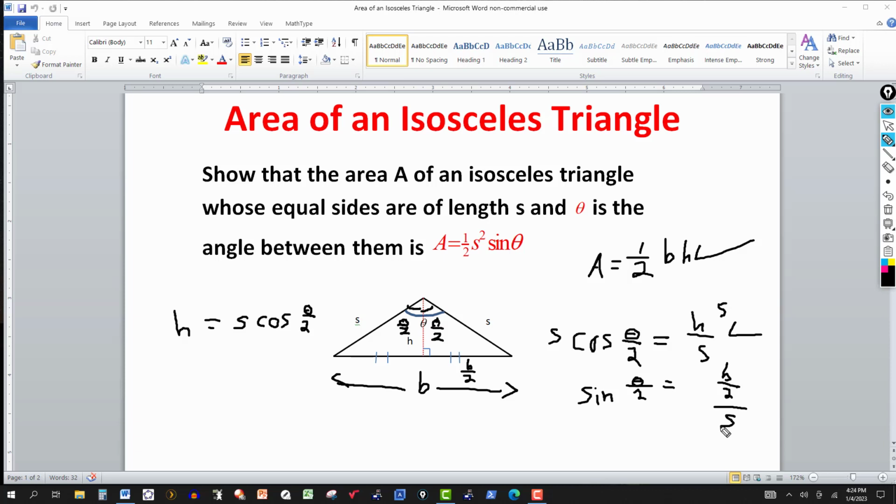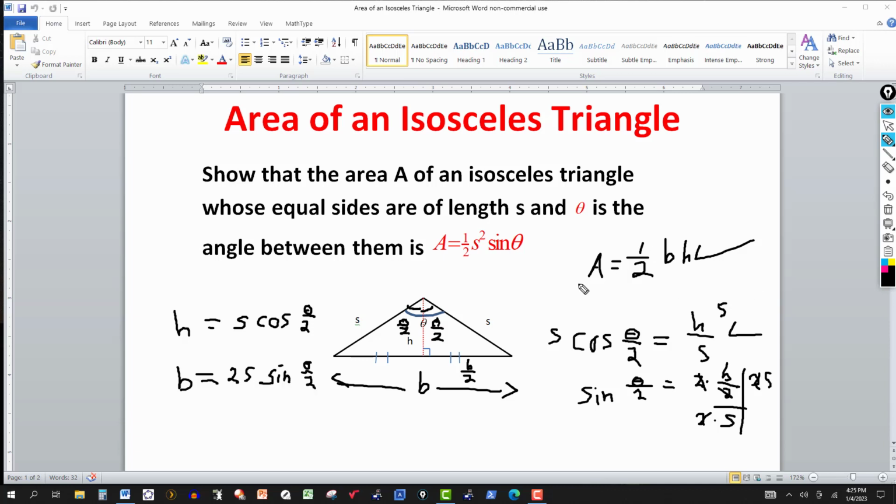Now for this one here, to simplify it first, I'm going to multiply the numerator by 2 and the denominator by 2, and these 2's are going to cancel. Then I'm going to multiply everything by 2s, this side and the other side. So the 2 and the 2 cancel, and the s and the s cancel. Here I'm trying to find b. So b is going to equal 2, and of course I multiply the other side also by 2s, so that'll be 2s times the sine of theta over 2.